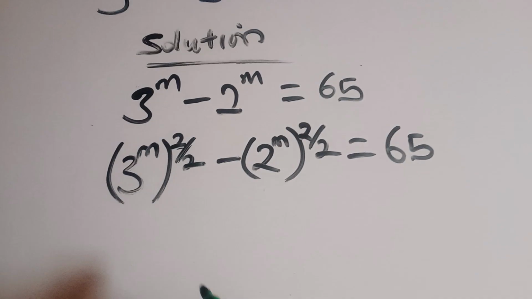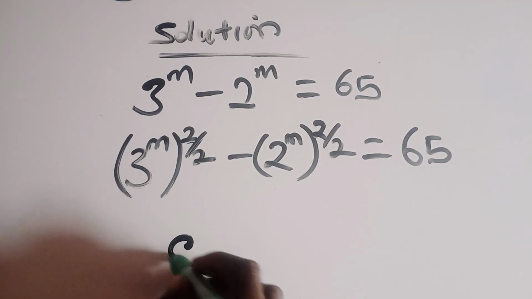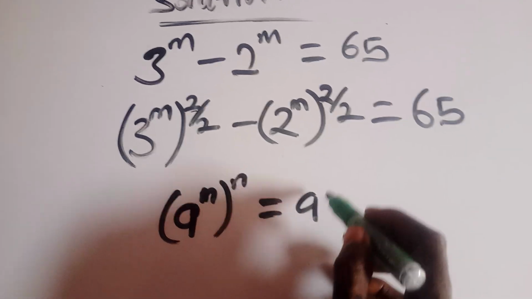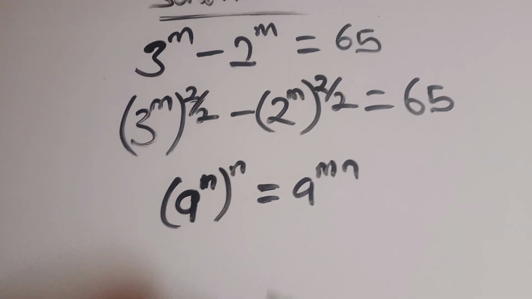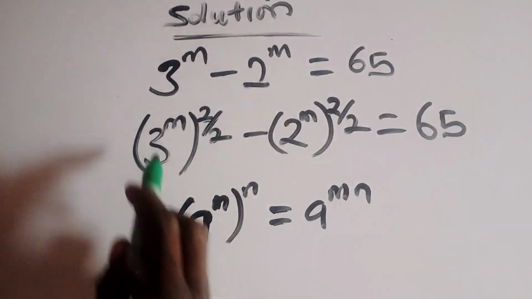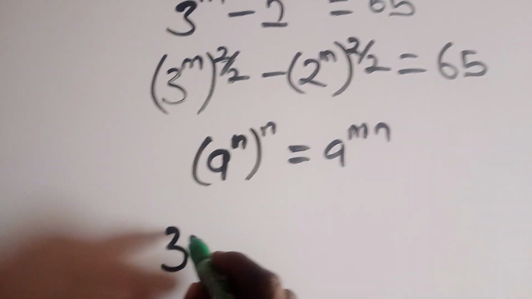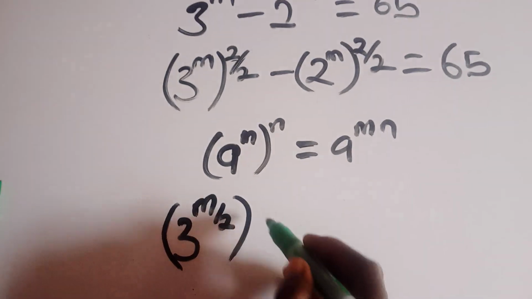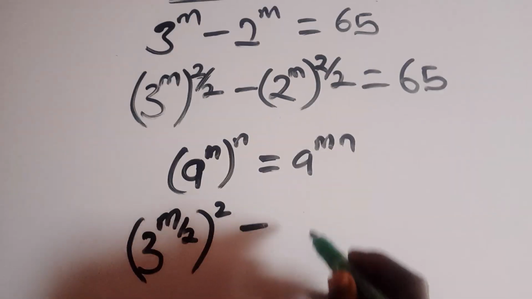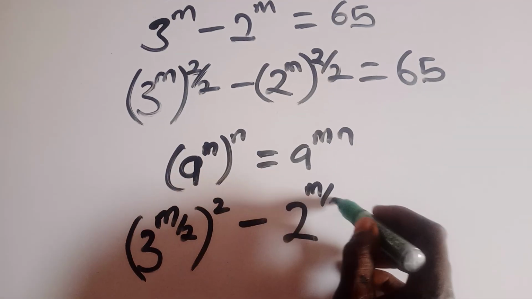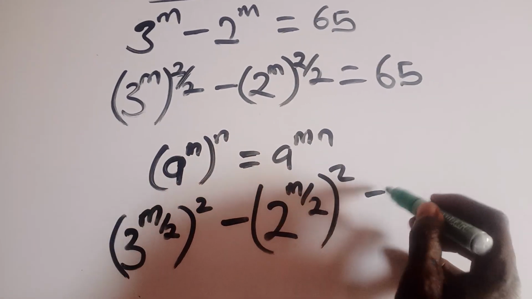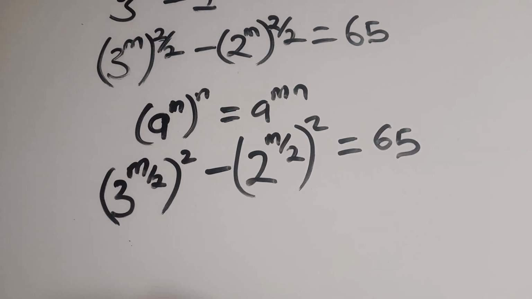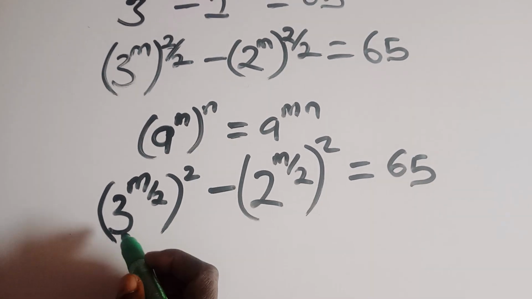Once you understand it to this stage, don't forget the principle of indices that says (a raised to power m) raised to power n will be equal to a raised to power mn. So with this, I can easily open my bracket with the power of m by saying (3 raised to power m divided by 2) squared, minus (2 raised to power m divided by 2) squared, to be equal to 65.